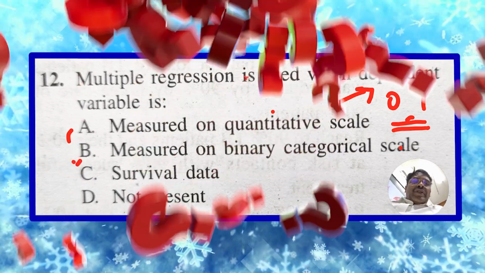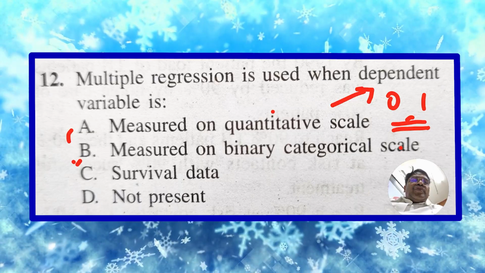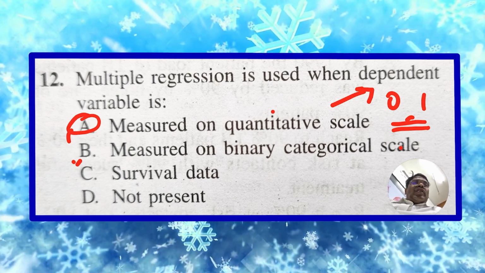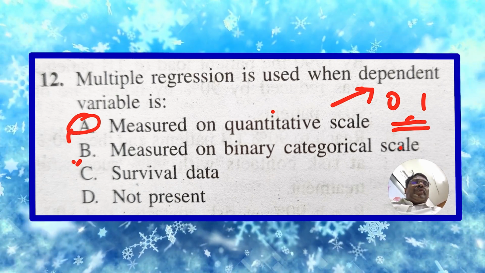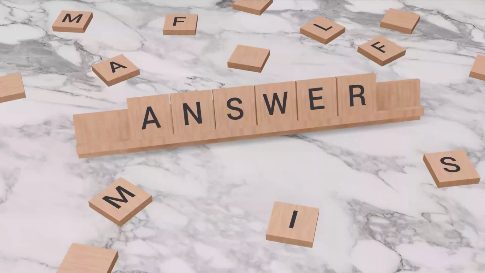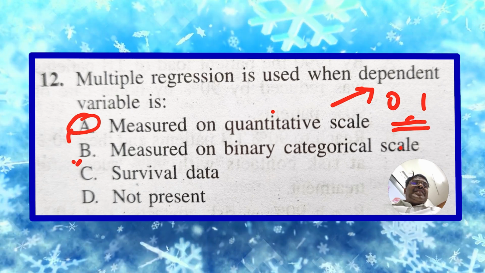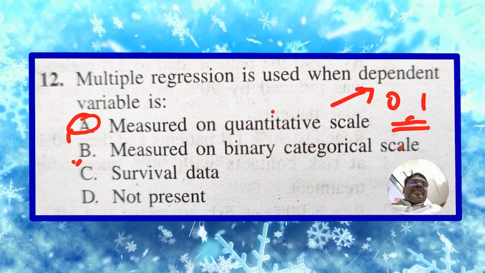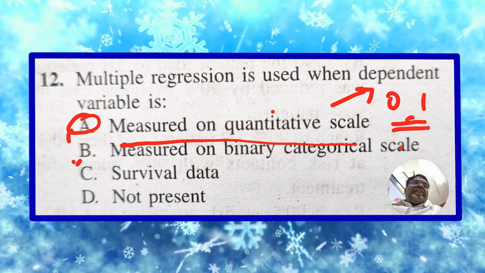Because the question is not clear here, we can assume A is correct if you are interpreting the question as normal multiple regression. But suppose they ask about logistic regression, you can take the second answer also. But here logistic regression is not given, so we can use A as the correct answer, which is measured on quantitative scale.